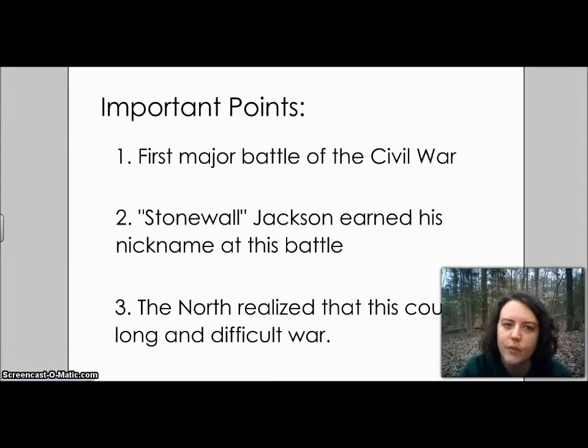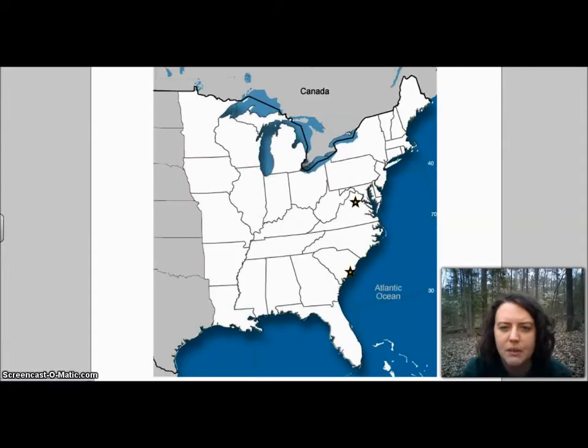It was an eye-opener. Now, on the map here, you see that Bull Run is in northern Virginia, so that was a southern railroad station that was destroyed. And they already didn't have as much railroad as the North.